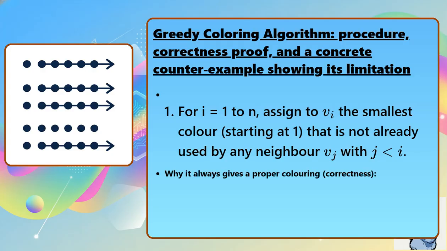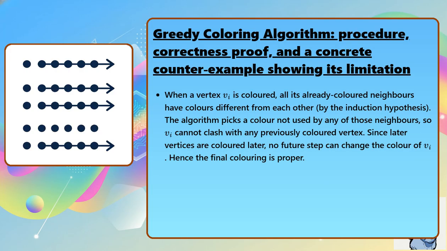Why it always gives a proper coloring, correctness. When a vertex vi is colored, all its already colored neighbors have colors different from each other by the induction hypothesis. The algorithm picks a color not used by any of those neighbors, so vi cannot clash with any previously colored vertex. Since later vertices are colored later, no future step can change the color of vi, hence the final coloring is proper.